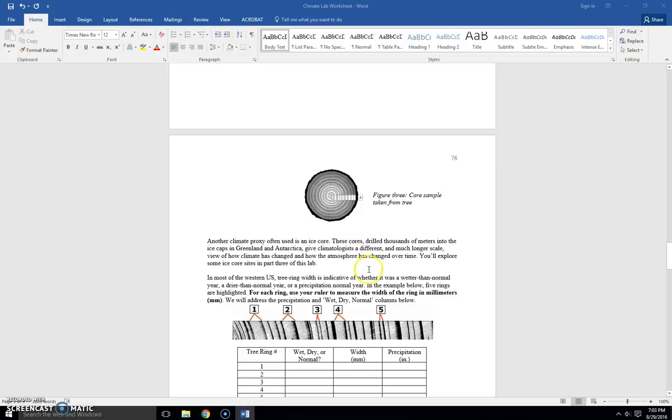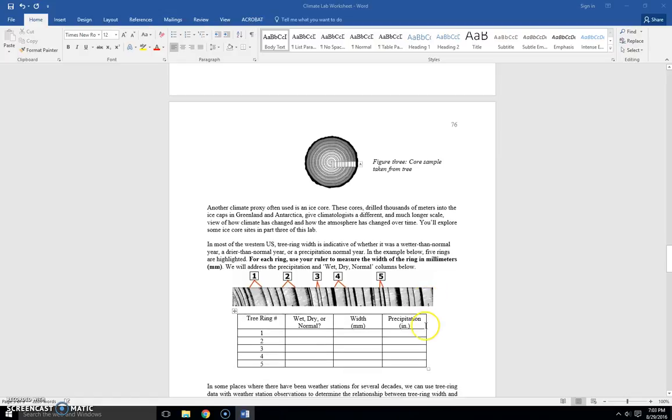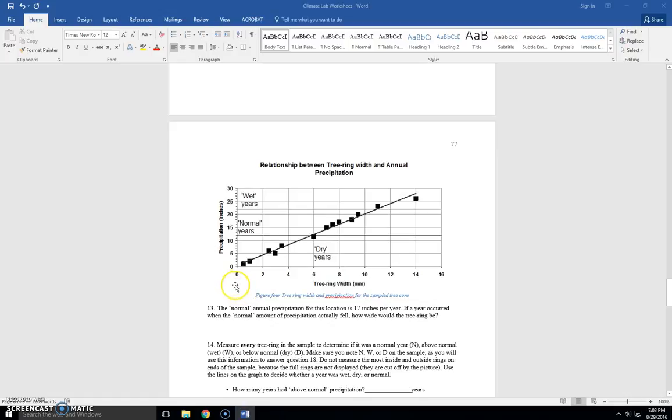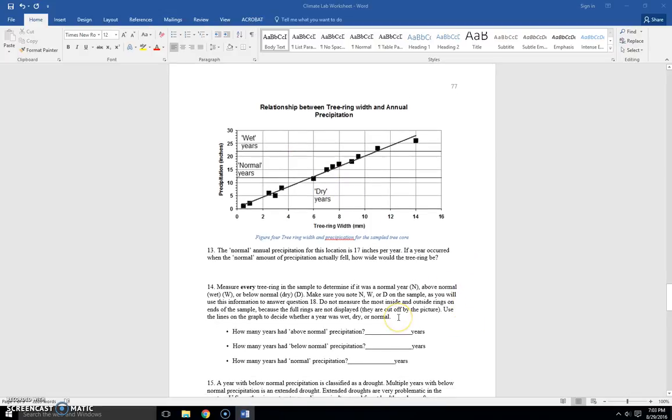In most of the western U.S., tree ring width is indicative of whether it has been a wetter than normal year or a drier than normal year, or a precipitation normal year. In the example below, 5 rings are highlighted, and then you get to look at each of these highlighted tree rings to determine which is wet, dry, or normal. And here's some data to do that. So here's the normal years, and here's a wet year and a dry year. You get to answer these questions.